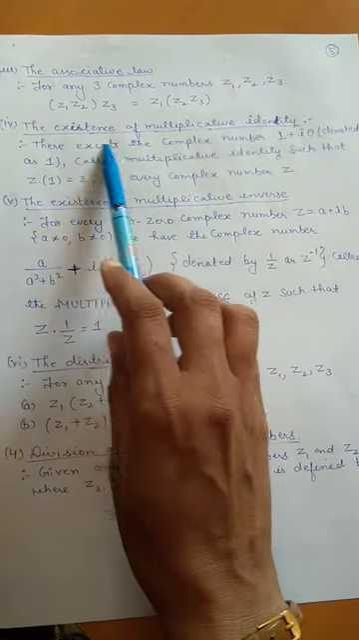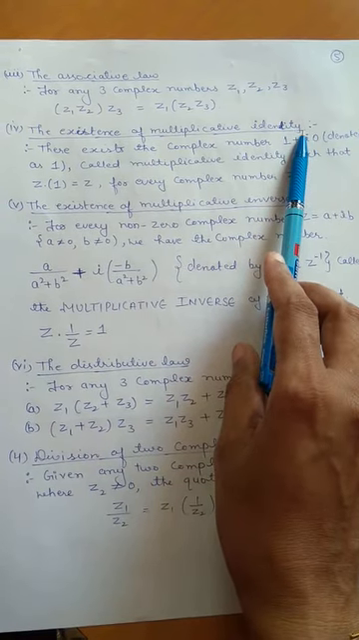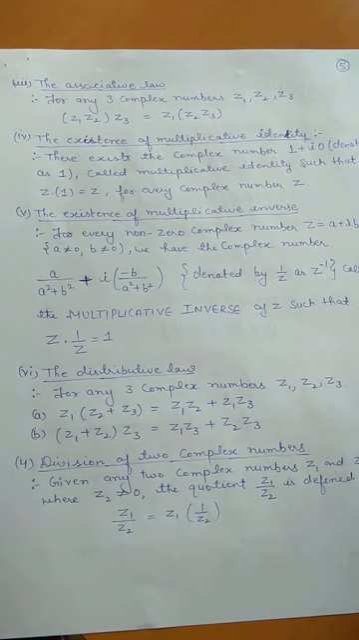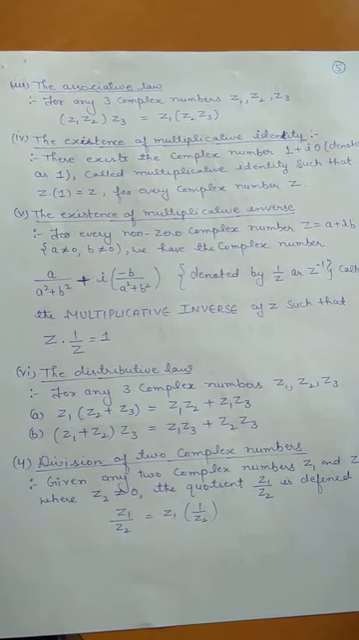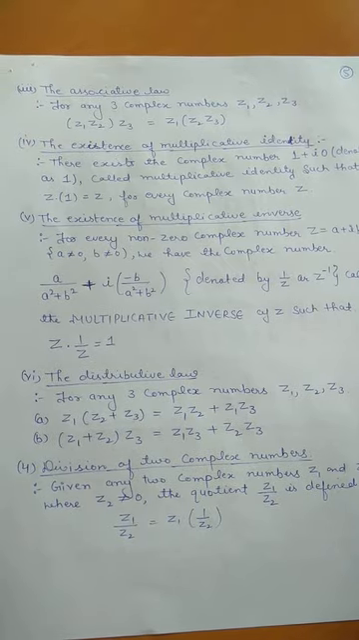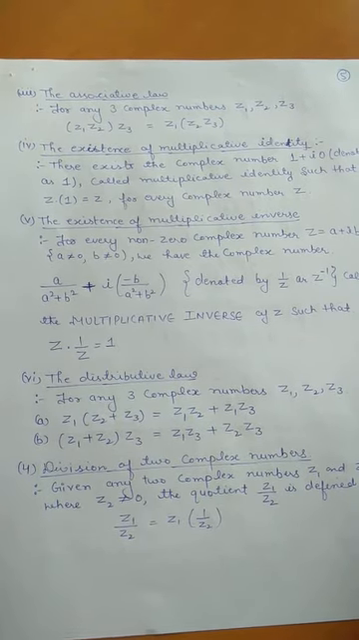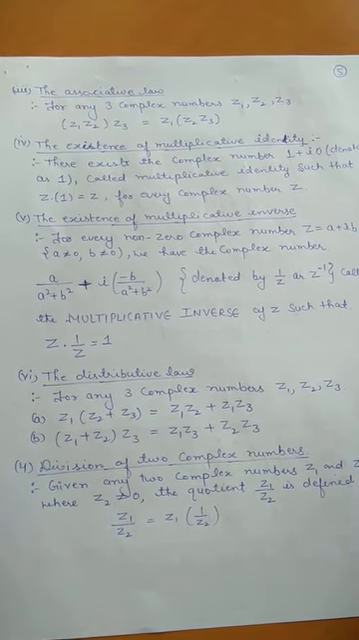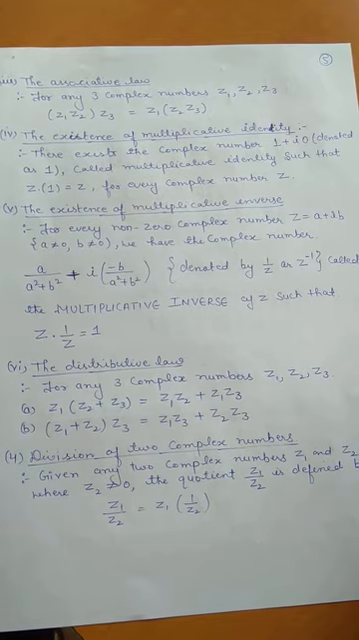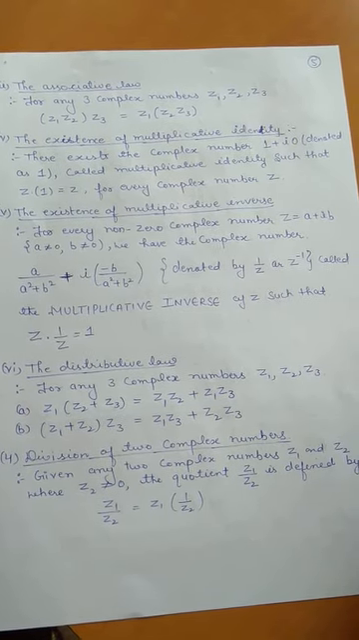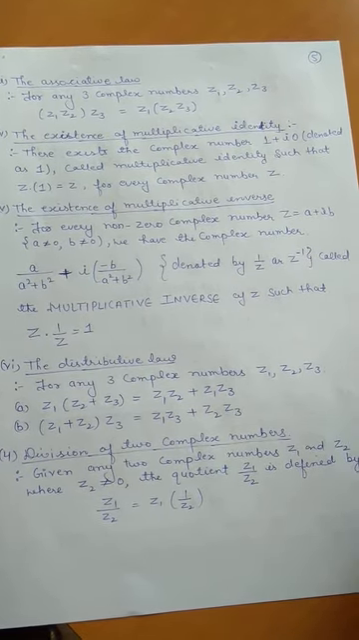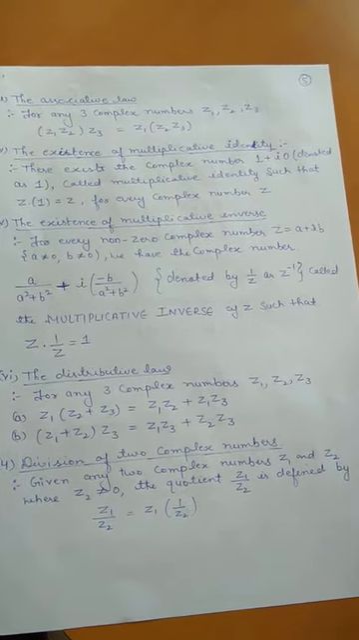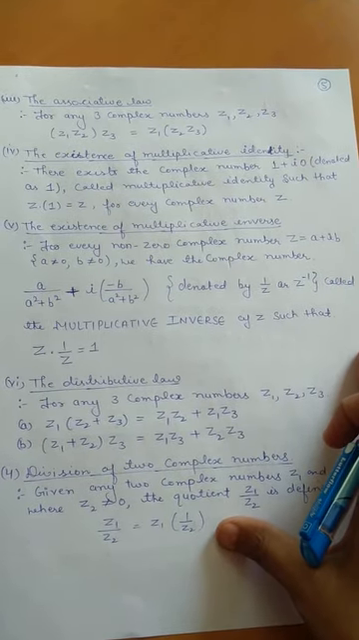Now बच्चे, the existence of multiplicative identity. Now what is multiplicative identity? It is such a number which, when multiplied to any number, its value does not change. Suppose I multiply 5 into 1, the answer will be 5. If I multiply x into 1, the answer will be x. If I multiply y into 1, the answer will be y. Clear बच्चे?